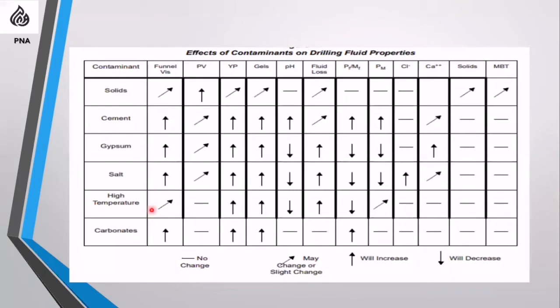High temperature we treat by using some temperature stabilizer to stabilize the polymer to work, because fluid loss here will be higher. You need to stabilize the polymer to provide the same range of filtration. And also we can use a mud cooler.